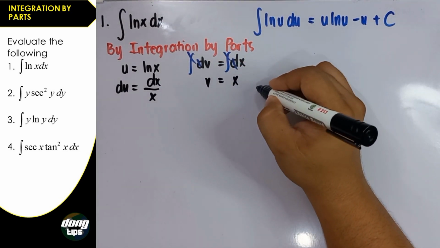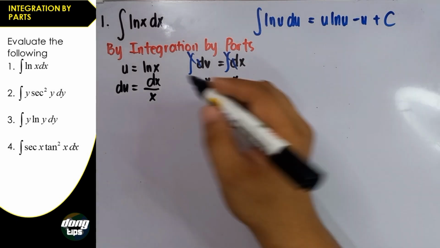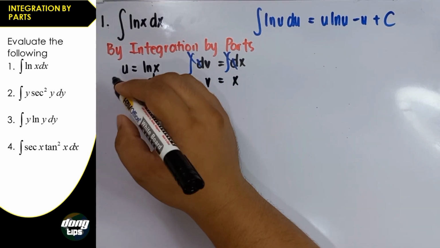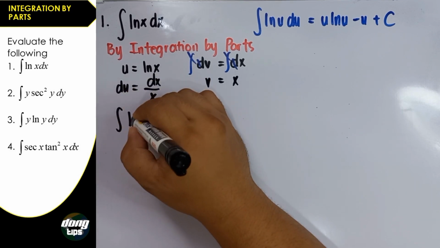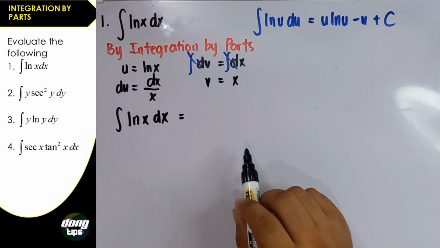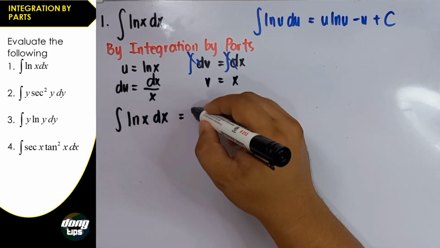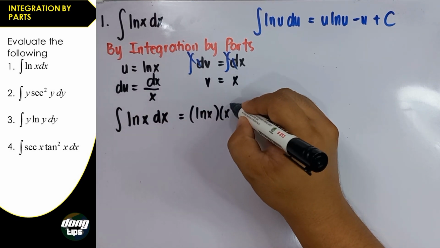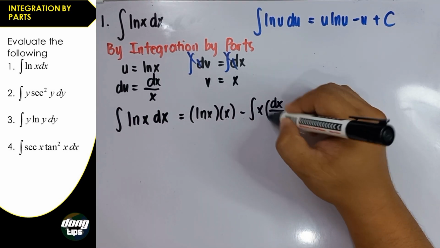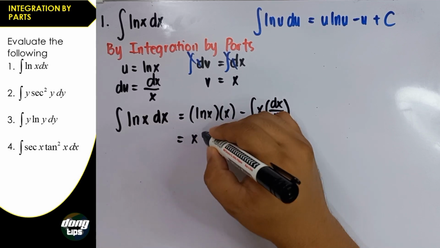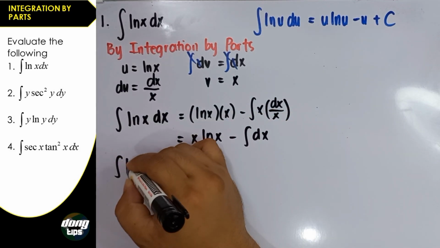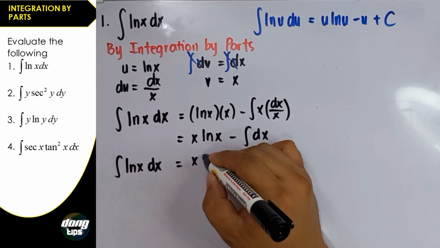In here guys, we don't have to put the constant of integration because we're not finished integrating yet. We still have to use the formula for the integration by parts. Now let's use the formula, that is integral of ln of x dx is equals to uv, that is, ln of x times x minus integral of v du, that is x times dx over x. Copy x ln of x and integrate dx. So, we just solved and derived the above formula.